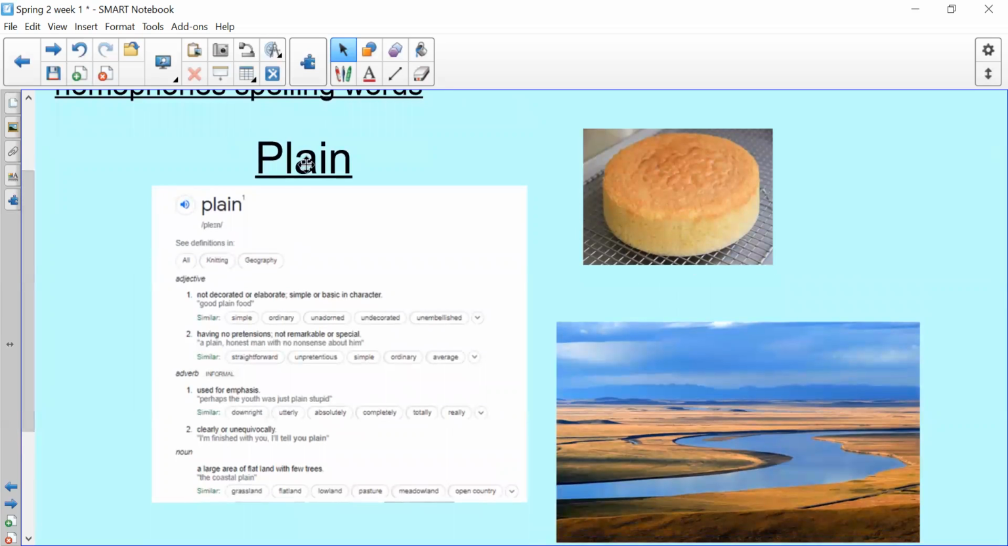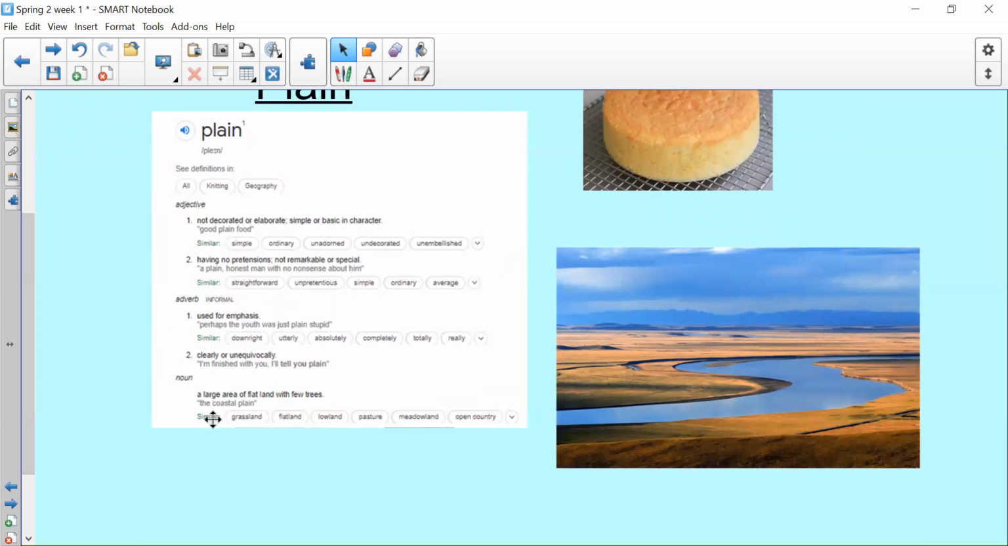Okay, another use of the word plain, now this is an informal use, is used for emphasis. Now, emphasis is where you want to stress the meaning of something you said. You want to make the meaning more clear. So perhaps the youth was just plain stupid, really stupid, yeah? It's emphasizing the use of the adjective.